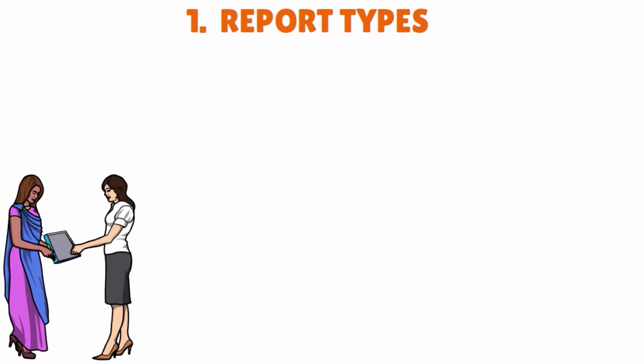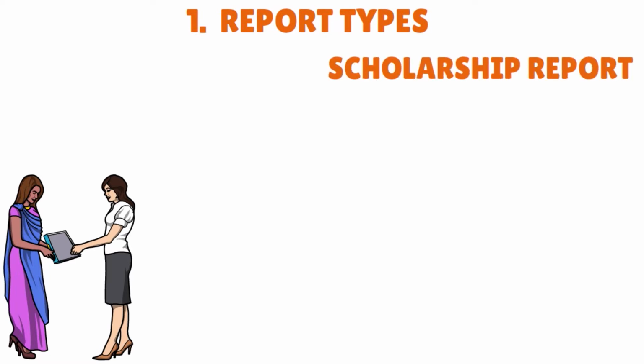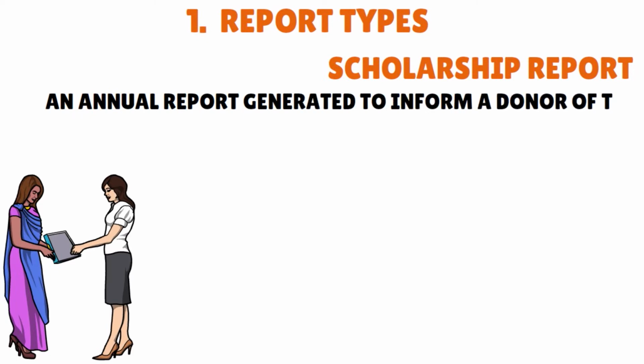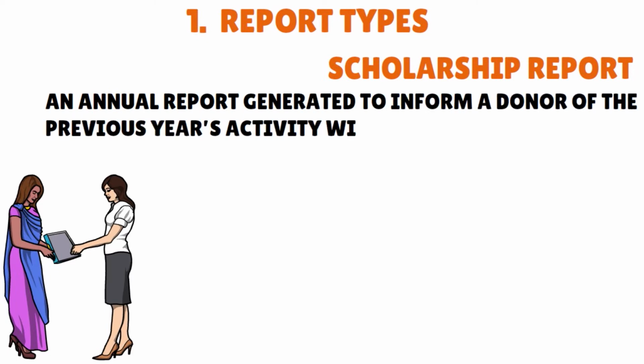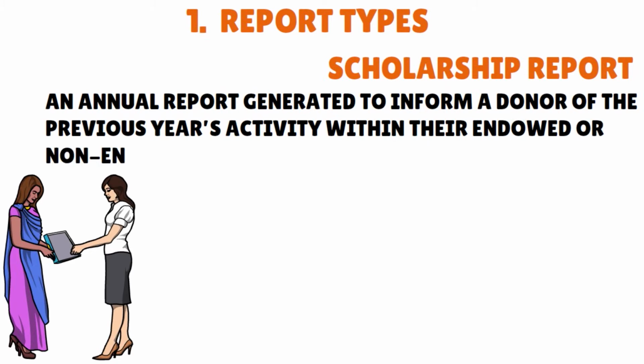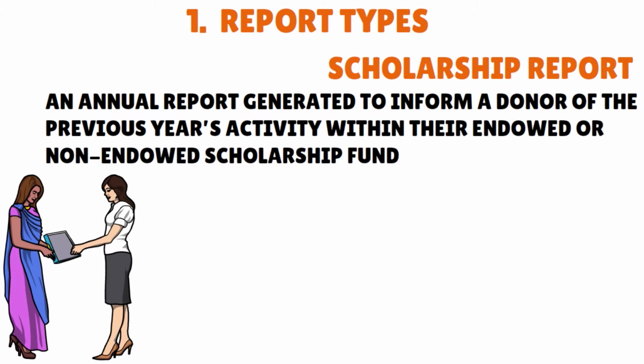We want you to be able to raise funds, to be able to get the funds you need to pursue your activities. But to do this, you need to communicate, and communication goes through reporting sometimes. The third category, actually the fourth category of report you want to pay attention to, or you might want to use, is something called a scholarship report. Now, a scholarship report is generally an annual report generated to inform a donor of the previous year's activity within their endowed or non-endowed scholarship fund.